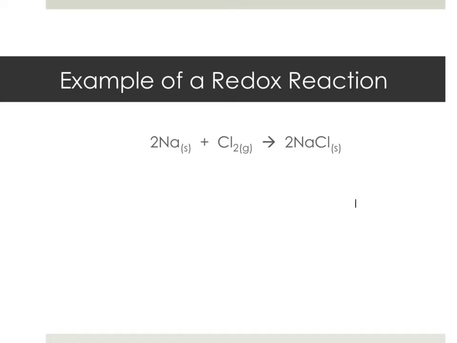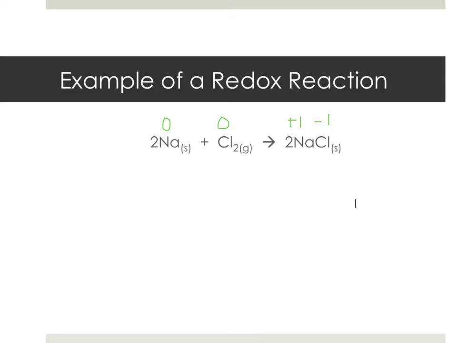Let's take a look at an example. This is a reaction we've seen before. Here we have elemental sodium and elemental chlorine, meaning neither one are ions. They're both neutral, so they have zero charges. However, when they react, we end up with NaCl. As we know, this is the combination of a positive sodium ion and a negative chloride ion. This means that the charges of the elements must have changed. In other words, electrons must have been transferred.